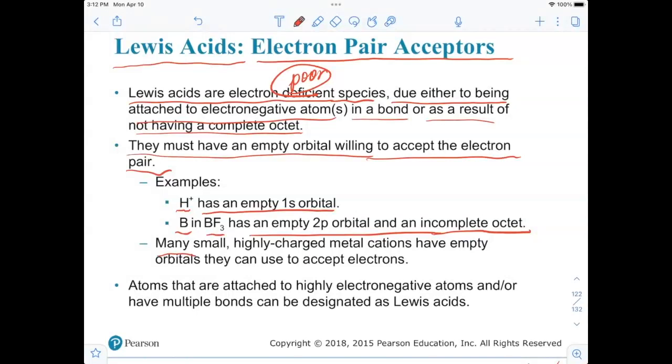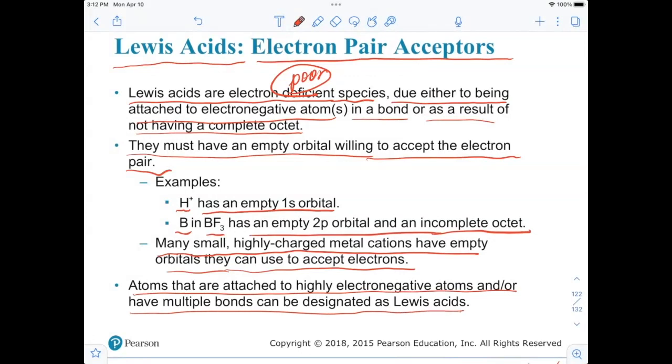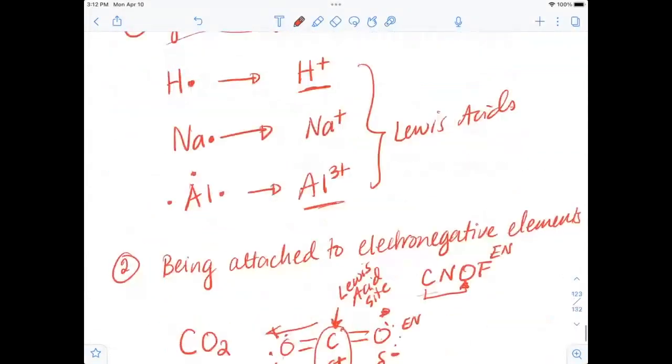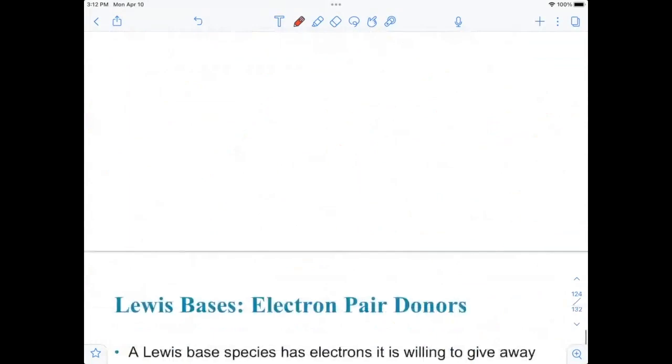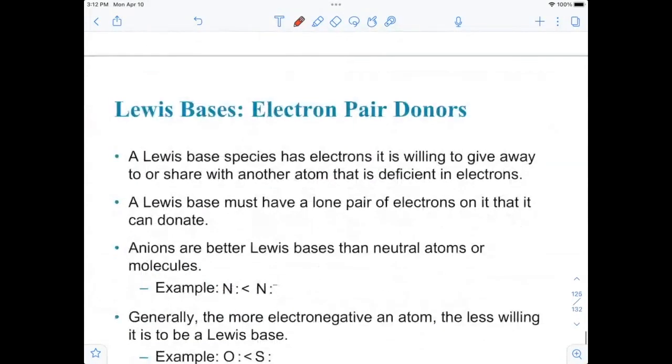Leave me alone. Okay. Many small, highly charged metal cations have empty orbitals, and they can use these empty orbitals to accept electrons. Atoms that are attached to highly electronegative atoms and or have multiple bonds can be designated as Lewis acids. And I showed you guys that with CO2, right? So we've seen three different ways in which an element or compound becomes poor.